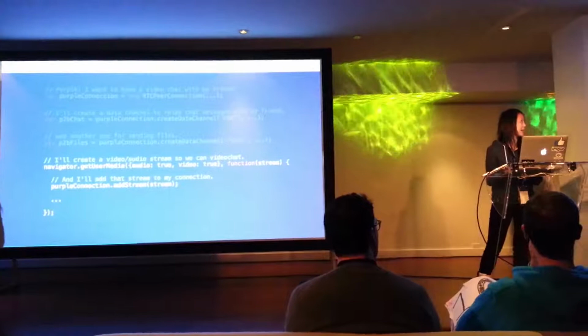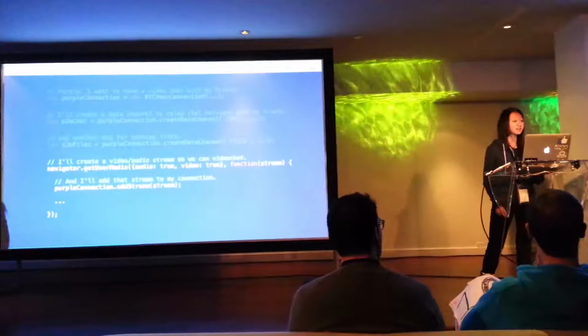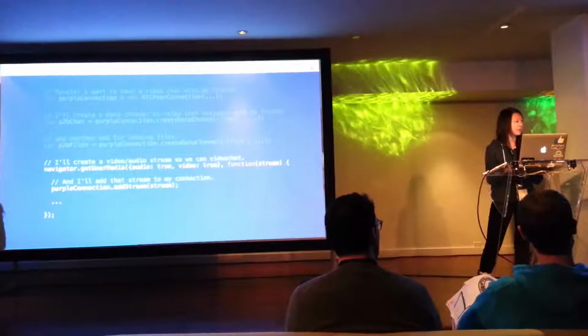So you notice that get user media is a little bit different from the other APIs. And this, we'll talk a bit more about later. It's on the navigator object rather than the peer connection object.